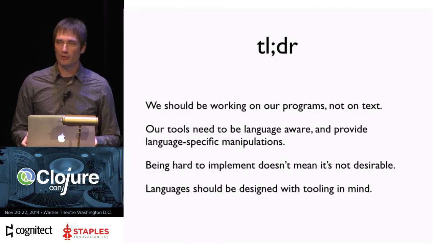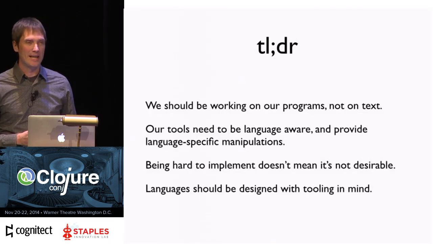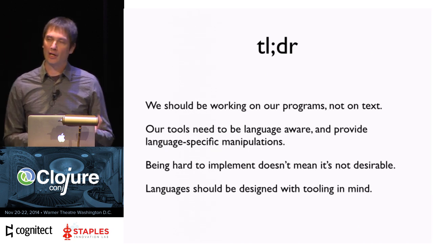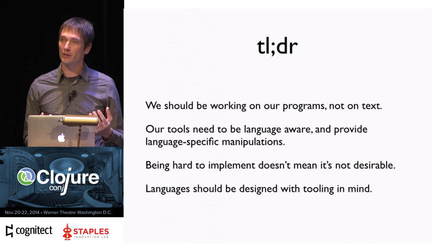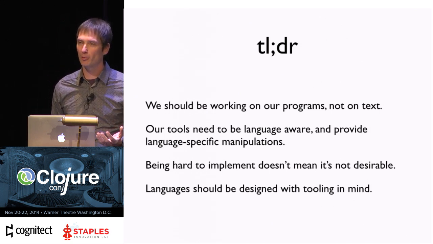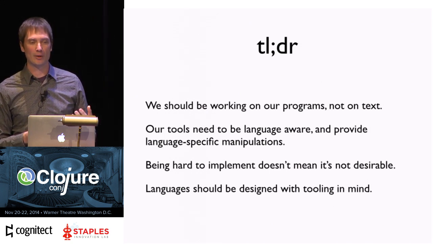If you take one thing away from this talk, what I'd really like it to be is that our tools should allow us to work directly on our programs. We shouldn't be working on text. Text is just the wrong level. I think text is a perfectly good serialization medium for our programs, but you shouldn't have to be working with it while you're manipulating them.